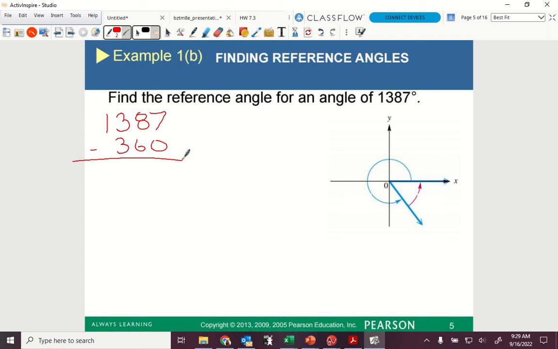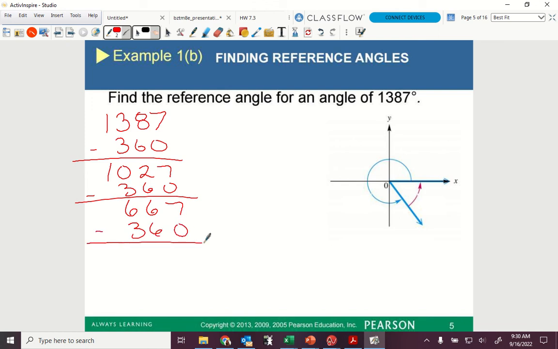You have to put it in the calculator, right? And then you're going to have to keep doing it a bunch of times until my answer is between what? 0 and 360. All right, still not enough. What is it? Now, is that between 0 and 360? Yes. Now, what quadrant is that in?